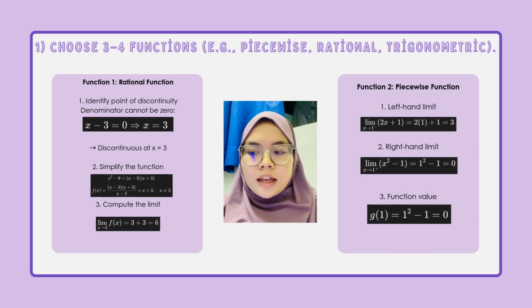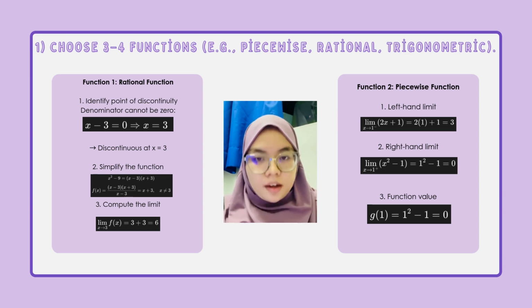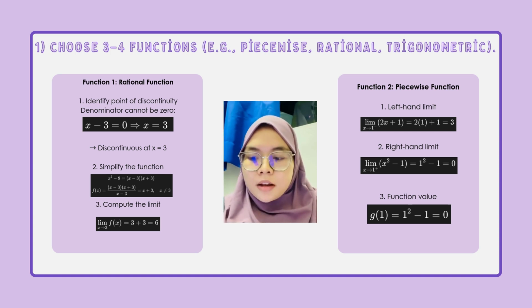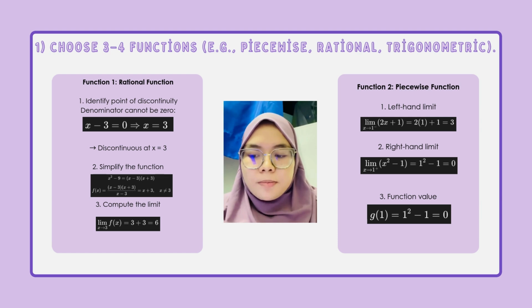Next is function analysis. Number 1 is rational function example. For the rational function, the denominator becomes 0 at x is 2, so the function is undefined there. However, the limit as x approaches 2 is equal to 4. The limit exists but the function is not defined. This is a removable discontinuity.